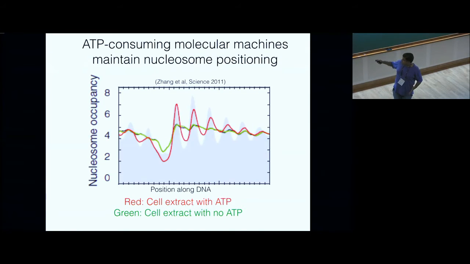But there is a very nice pattern indicating that the organization is not random. There is more probability to find nucleosomes at particular points as opposed to other points. An interesting thing to note is that near the transcription start site, there is this nice pattern. However, this pattern is maintained only if ATP is available.